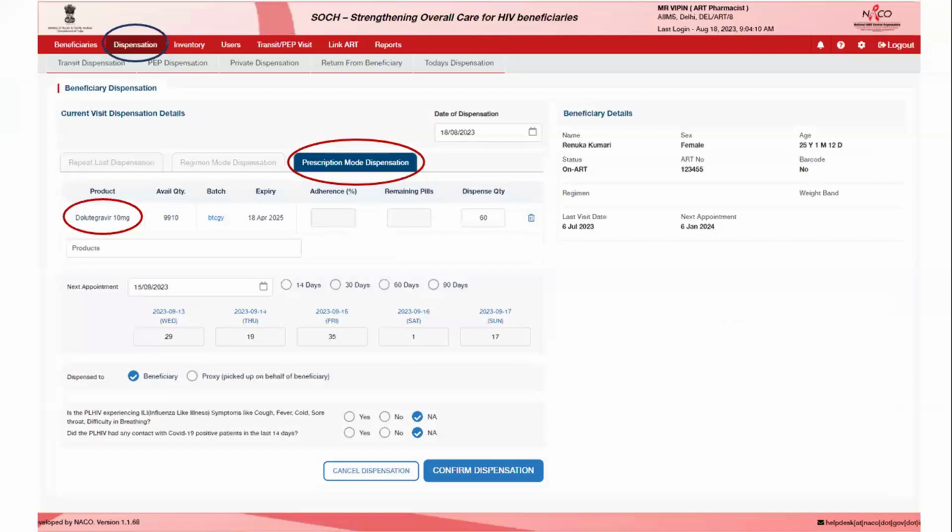Here you can see a screenshot of the Soch module, where in the prescription mode you can see DTG 10 mg, with 3 circles. If you go to the dispensation, then the prescription mode, you'll see DTG 10 mg and it can be dispensed. The quantity you can enter manually because it is as per the age and weight band. It is the same as the other pediatric drugs you were dispensing earlier. So you can mention the number of tablets to be dispensed to the child, and accordingly this can be entered in Soch. Next, please.